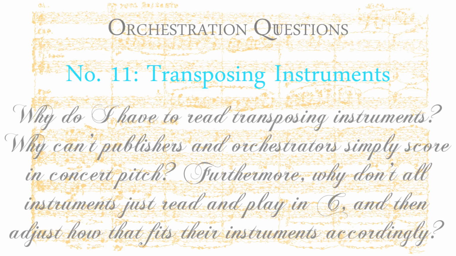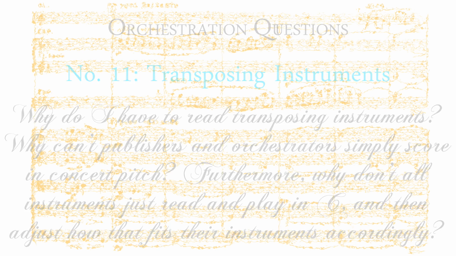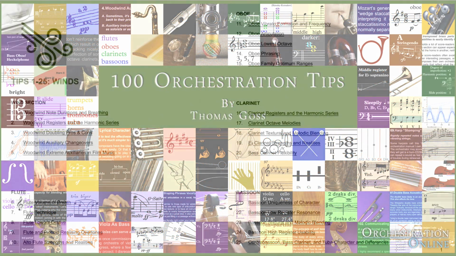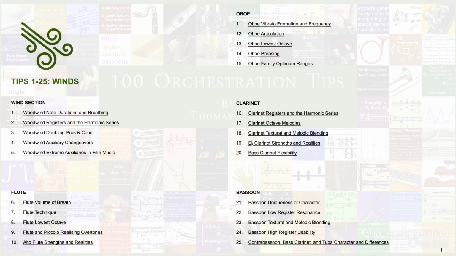Why do I have to read transposing instruments? Why can't publishers and orchestrators simply score in concert pitch? Furthermore, why don't all instruments just read and play in C, and then adjust how that fits their instruments accordingly? I've addressed this topic somewhat in 100 Orchestration Tips, in my tips on winds. But let's work backwards from the last question.